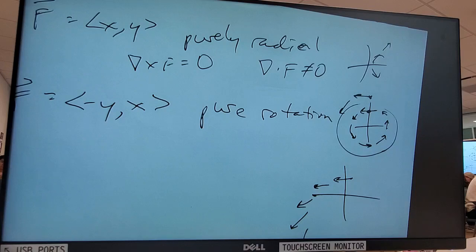And how much time have I had to talk about this? Not much. But if I have a random vector field, then neither one's probably going to be zero. And it should make sense, the curl being positive or negative relates to which direction the rotation is happening.